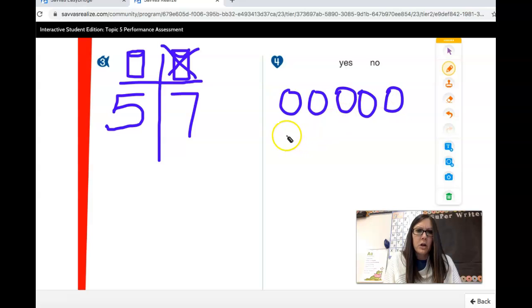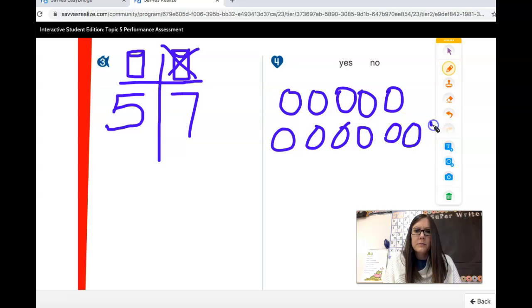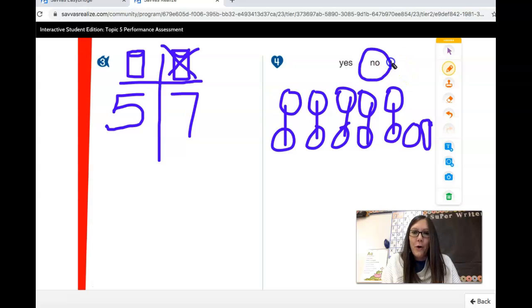That's for the big jars. 1, 2, 3, 4, 5, 6. Oopsie, I ran out of room. 7. That's for the small jars. If I match these up 1 to 1, oh, there's extras. So no, those groups are not equal. That does not make sense. Circle the word no. Sorry, Tina, you made a mistake.